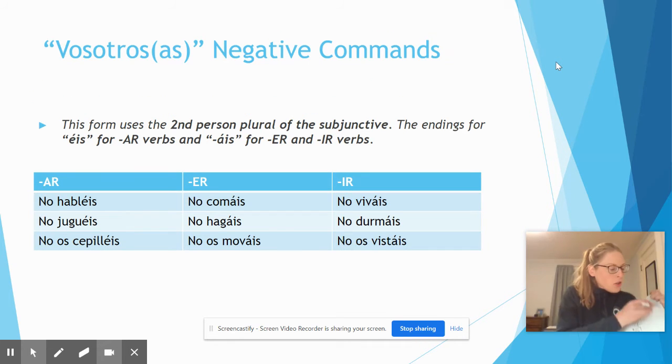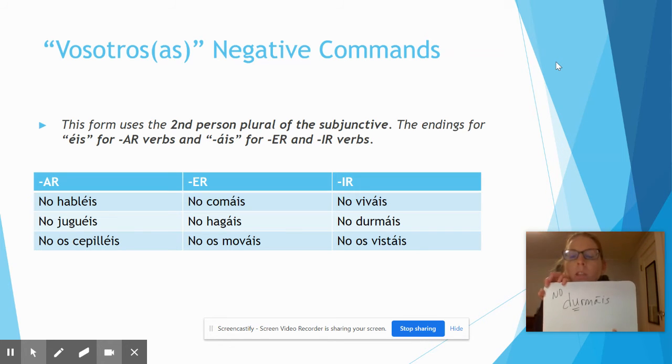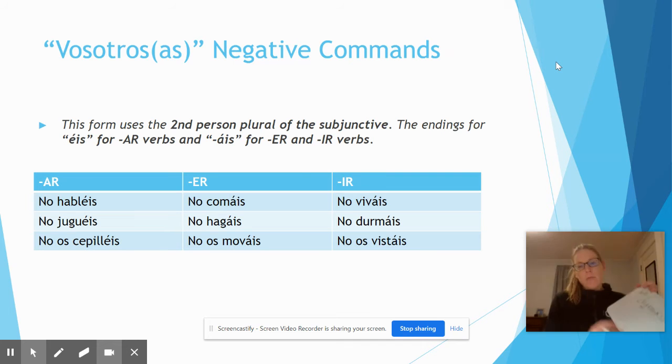The negatives, just like the negative tú commands, it's subjunctive. You do the opposite. One thing to pay attention to is the stem change. IR verbs still keep their stem change. Notice dormir. You still keep that stem change. But jugar, you don't. If you look over here, there's no stem change.